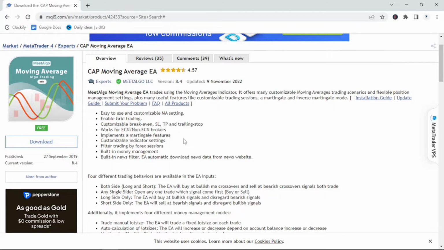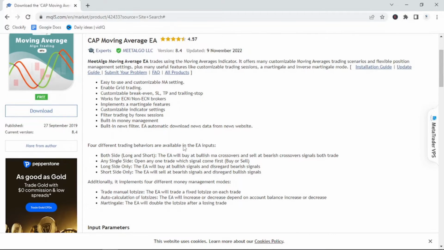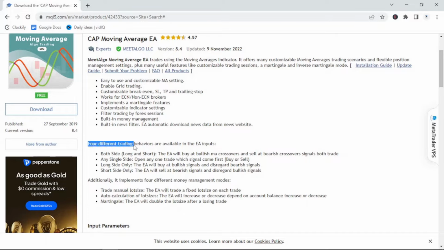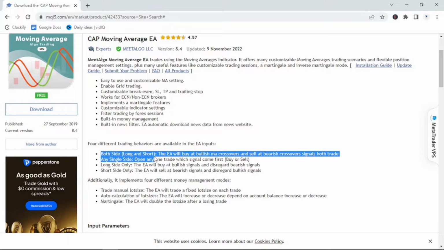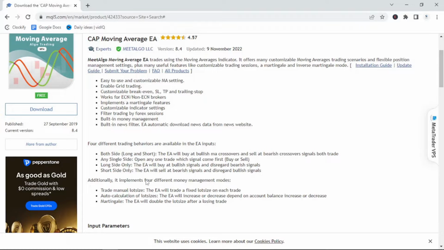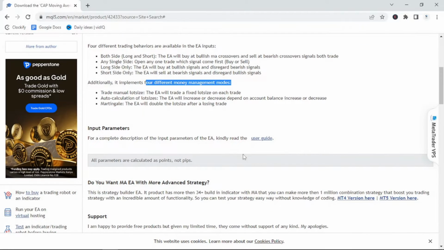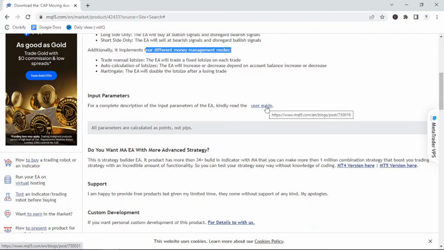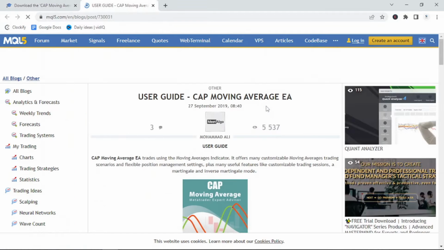It does use a grid function and has customizable break-even, stop-loss, take-profit, and trailing stop settings. It does have built-in money management settings and 4 different trading behaviors available. We have both sides, any single side that I'll be using, and long and short side only. Additionally, it implements 2 different money management options, which is the manual lot size option and an auto calculation of lot size according to X balance.